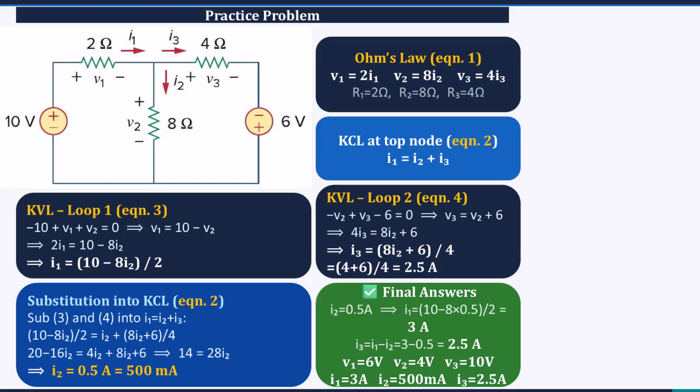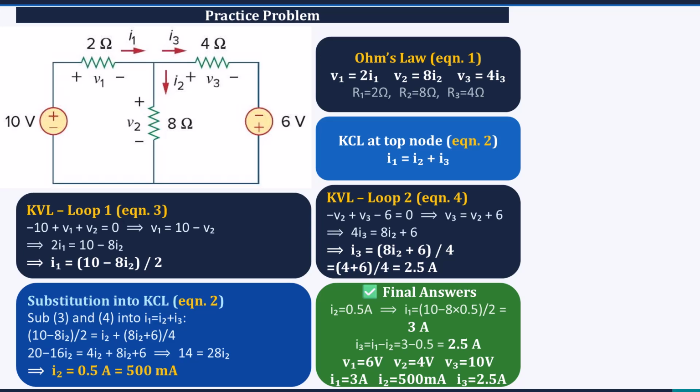Substitution into KCL. Replace I1 and I3 in equation 2. Open bracket 10 minus 8I2 close bracket divided by 2 equals I2 plus open bracket 8I2 plus 6 close bracket divided by 4. Multiplying through and simplifying, 20 minus 16I2 equals 4I2 plus 8I2 plus 6, which gives 14 equals 28I2, so I2 equals 0.5 amperes, that is, 500 milliamperes.